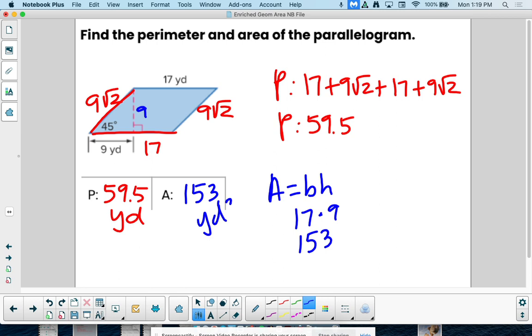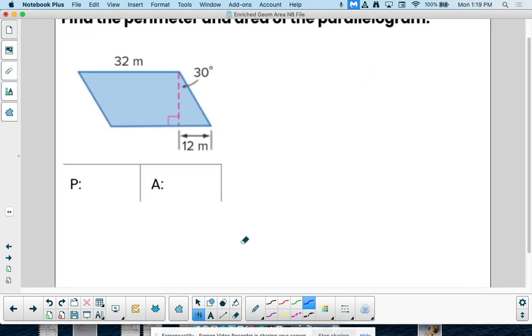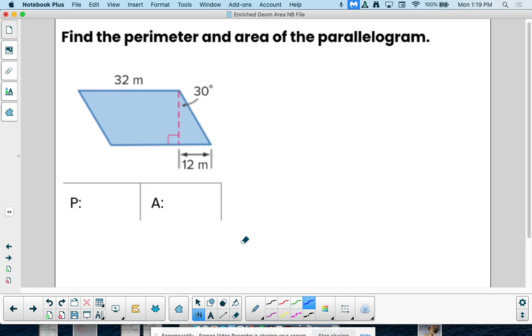Yards squared. Do you guys want to get a head start on the last one? It's a special right triangle. You guys are all special too. You sure could use trig, but it just might be easier to use special right triangles.